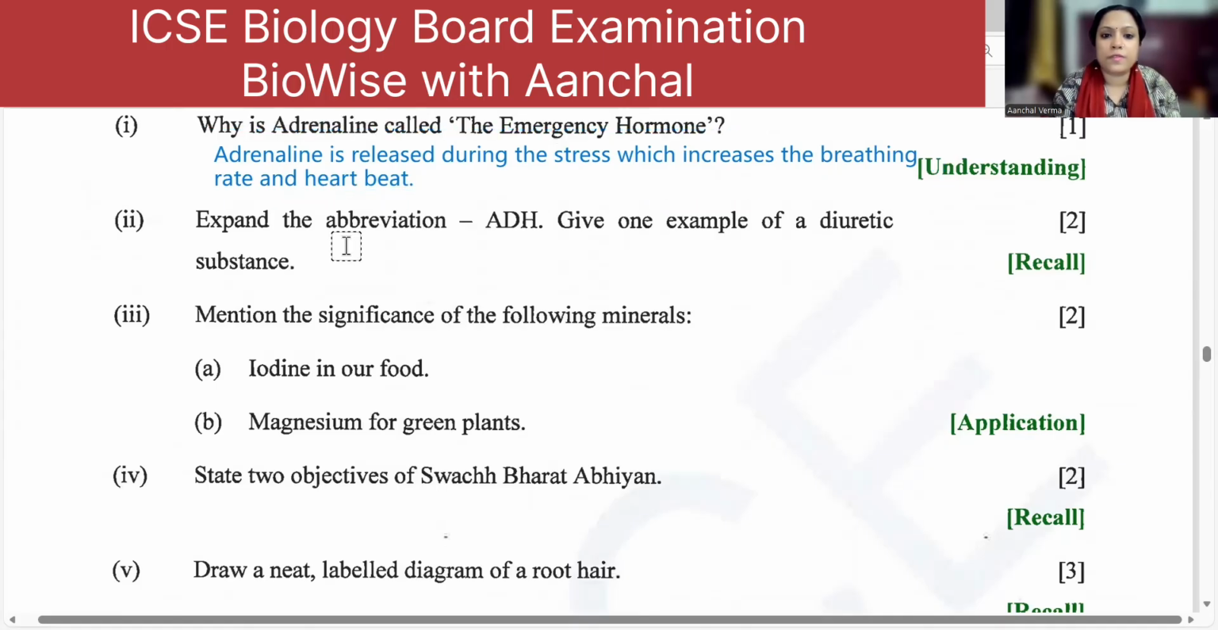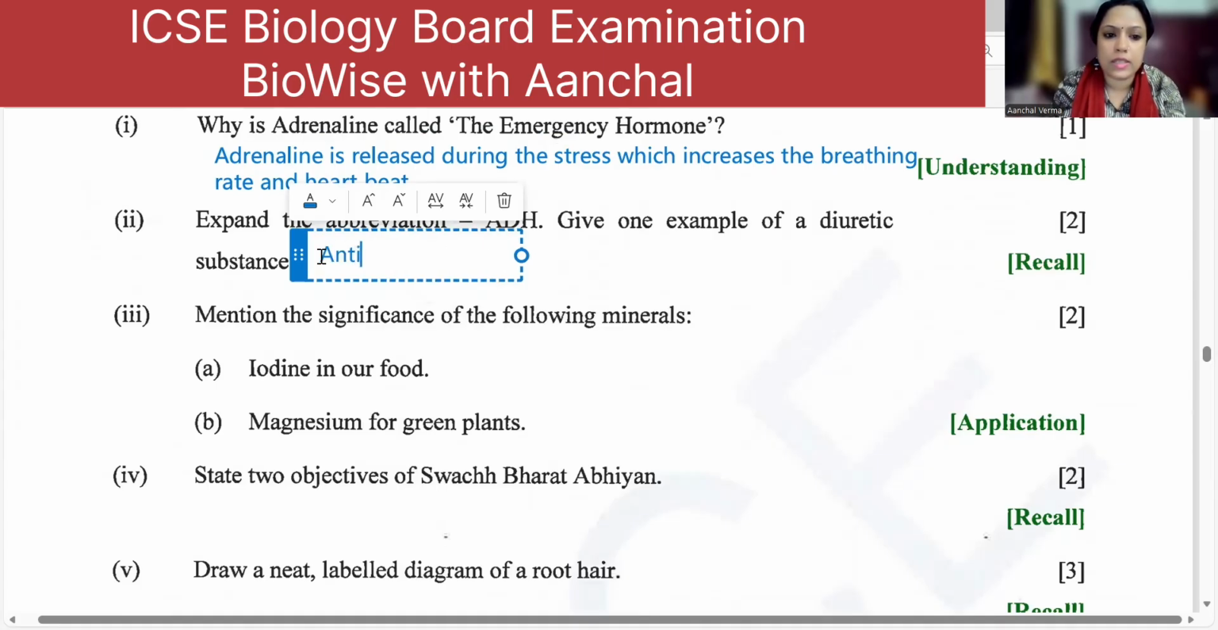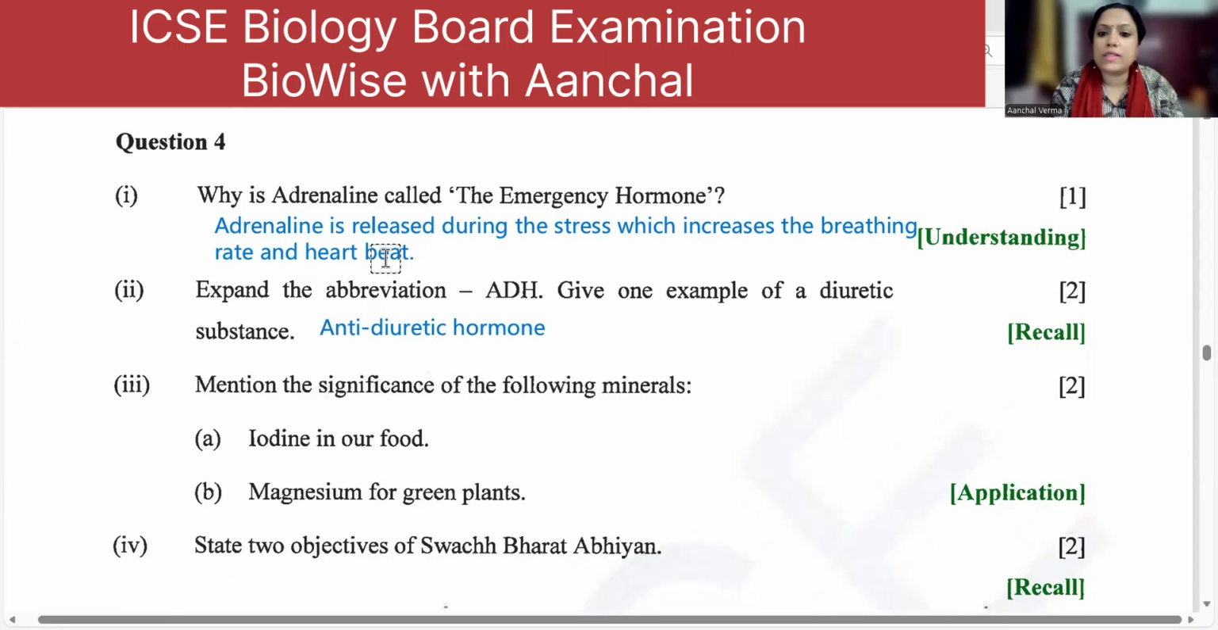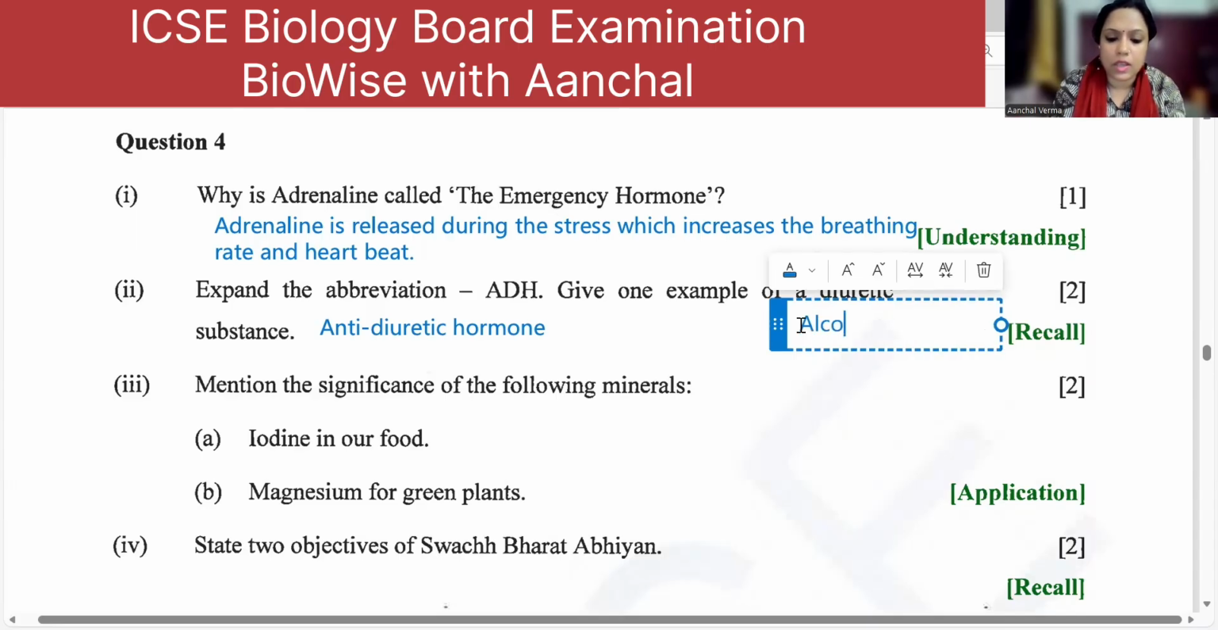What is the full form of ADH? ADH is anti-diuretic hormone. Give an example of a diuretic substance. What can be a diuretic substance? Diuretic means after taking this substance, you tend to pass out dilute urine. So anything which has higher content of water, generally alcohol. Alcohol is a diuretic. Alcohol, coffee. Caffeine is also a diuretic. We tend to urinate more when we consume these substances.